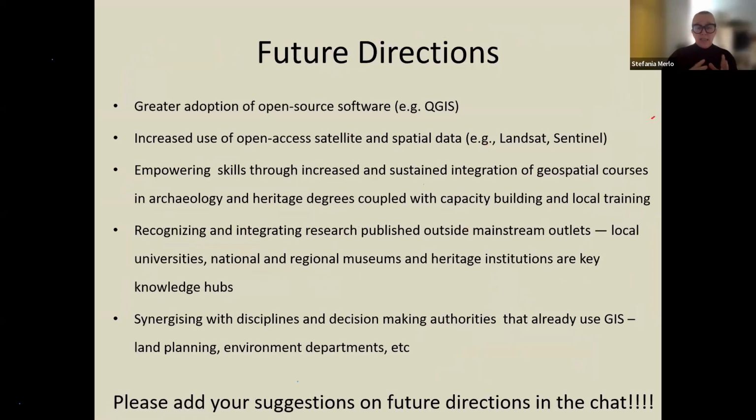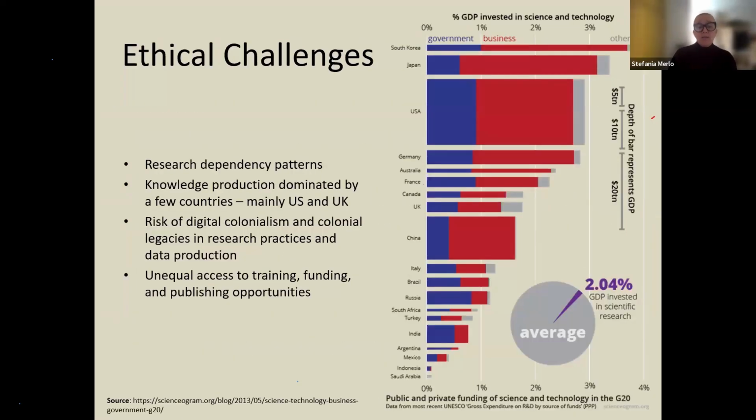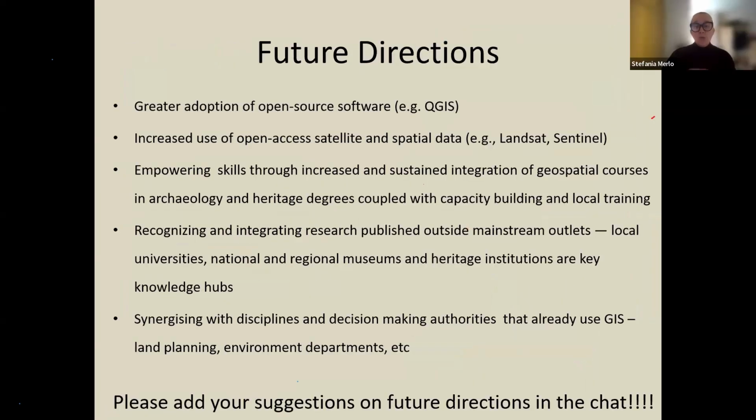And obviously this is an issue because we have unequal access to training, in particular funding, as you can see in this slide, which I have to thank Rebecca Roberts for getting. There is a huge gap between certain countries in the GDP versus how much money a government spends in science and technology, and GIS and spatial analysis is part of that. What can we do about this, or what can we continue doing?